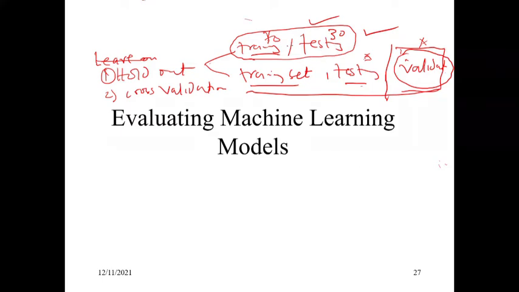So either you divide into two or you divide into three, these are all referred to as the holdout method. Holdout method in the sense that you expose the algorithm to one part of the data set while you are holding out some part of it secretly so that it doesn't see it. Later you can check if it can recognize it.